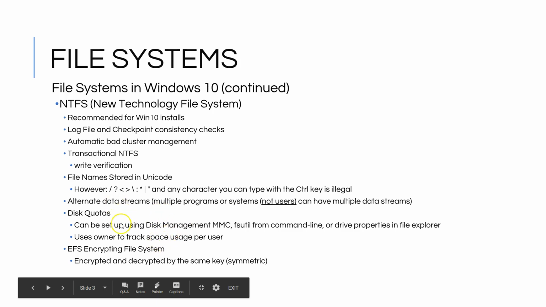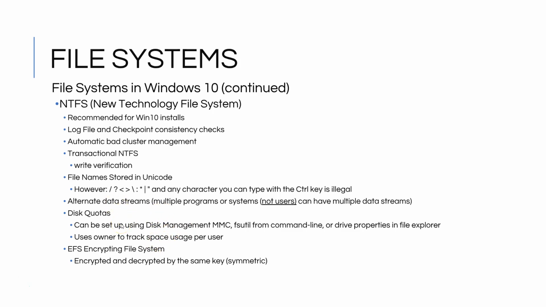Disk quotas. If you have a disk quota system, again, this is big on servers. What you do with disk quota is designate how much space one user can possibly use on the hard drive. It needs to be enabled, turned on. By default, it's not turned on. And it's going to use ownership. We'll talk about that in a couple seconds, what ownership looks like.